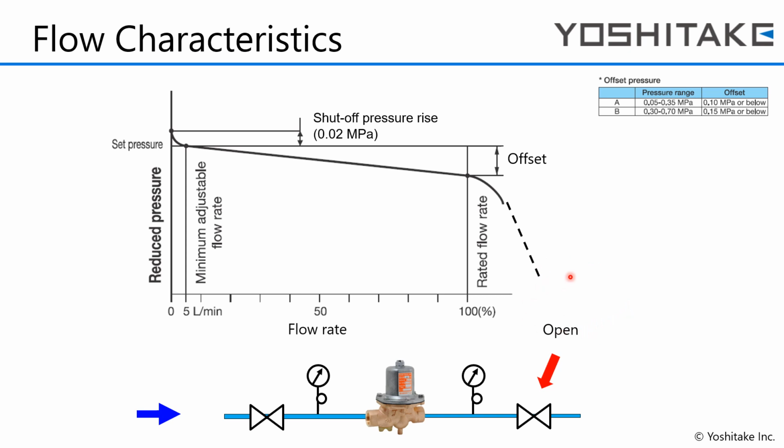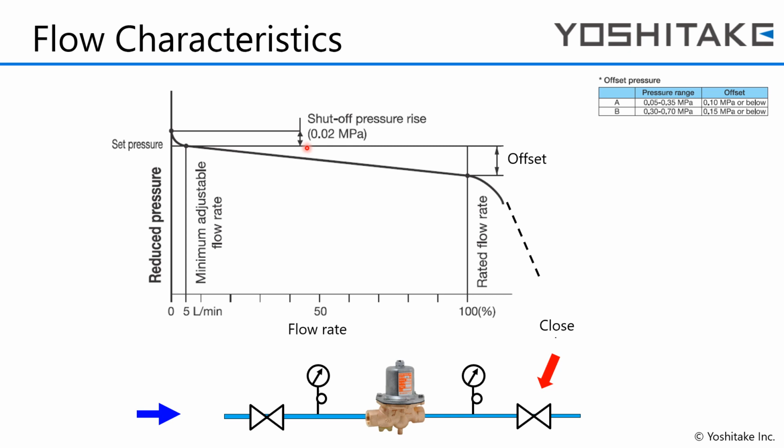After looking at the valve opening, this time you will look at the valve closing situation. When the valve is closed, the pressure returns to the set pressure, and then, considering the valve is fully closed, the flow rate will be 0, so the pressure will rise above the set pressure. That pressure is called shut-off pressure rise. For GD26NE, the shut-off pressure rise will be 0.02 megapascal.